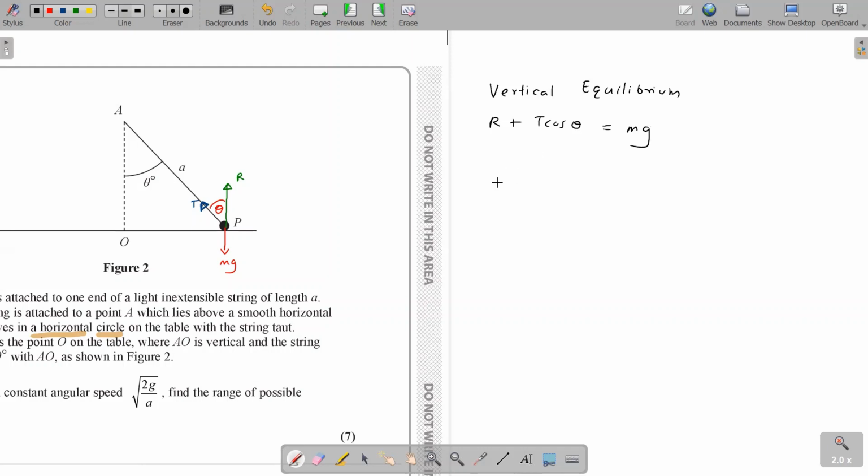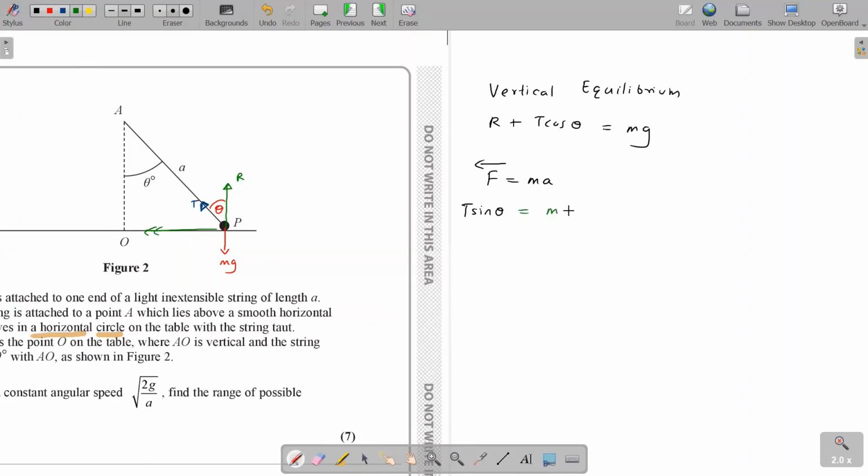And then when you consider F equals ma towards the center of the circle, what are the forces that act towards the center of the circle? Yeah, T sine theta. T sine theta. Is that all? Do we get any components with normal reaction and weight? No, they are vertical. So they don't affect the horizontal. Okay, so this is the forces towards the center.